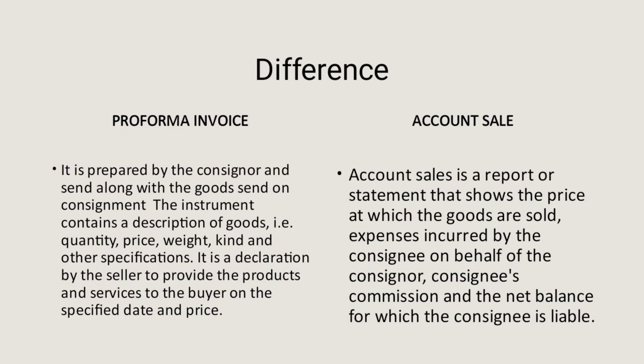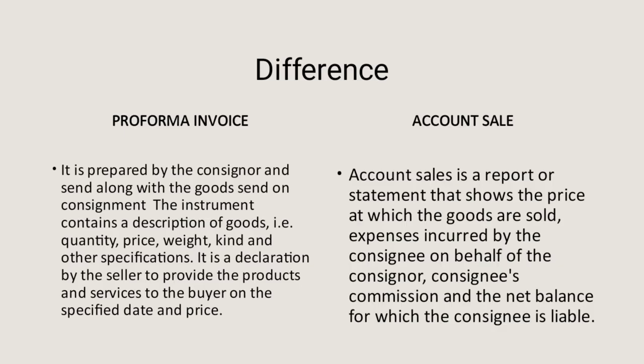Now what is the difference between proforma invoice and account sales? It is prepared by the consignor and sent along with the goods sent on consignment. The instrument contains a description of goods, that is quantity, price, weight, kind, and other specification.